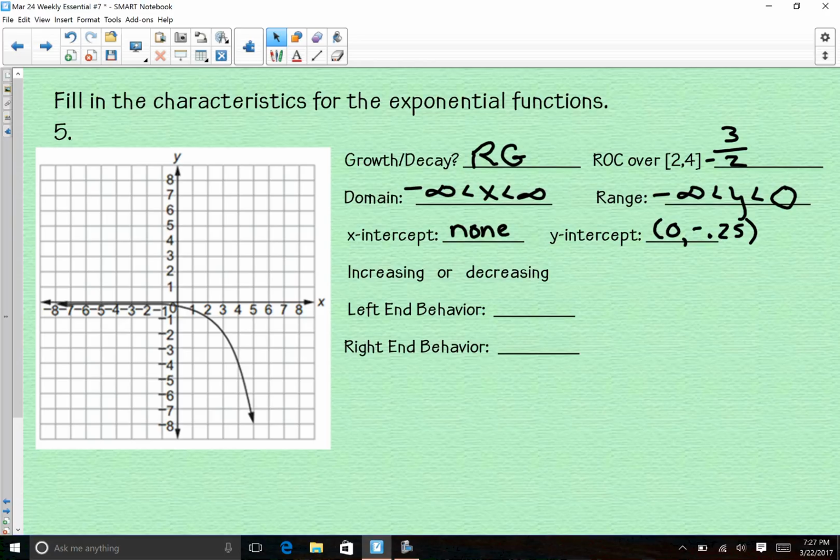Is this function increasing or decreasing? So start on your left and trace. What's my pen doing? Notice that it's going down. So this is decreasing. What's happening on the ends of this graph? Well, if you look on the left end, notice that it's approaching the asymptote, which is 0, y equals 0. So on the left end, we're approaching 0. On the right end, notice my y's are going down.